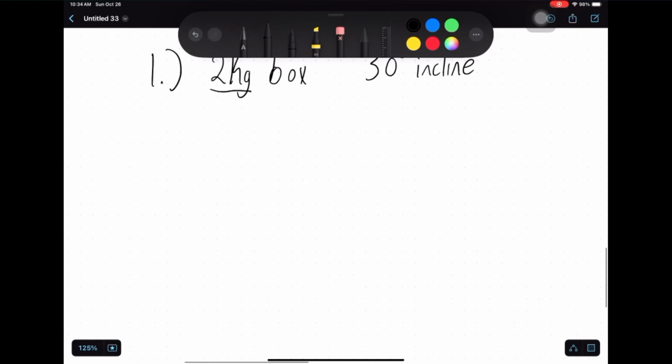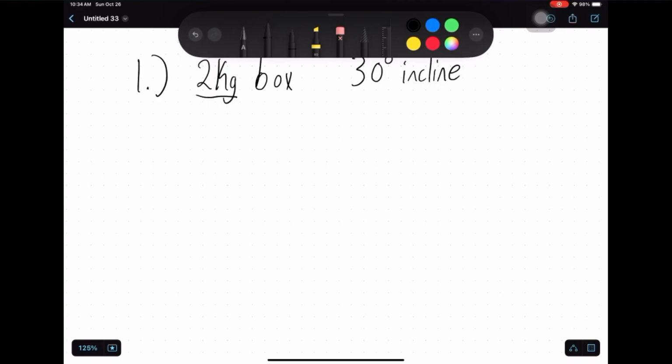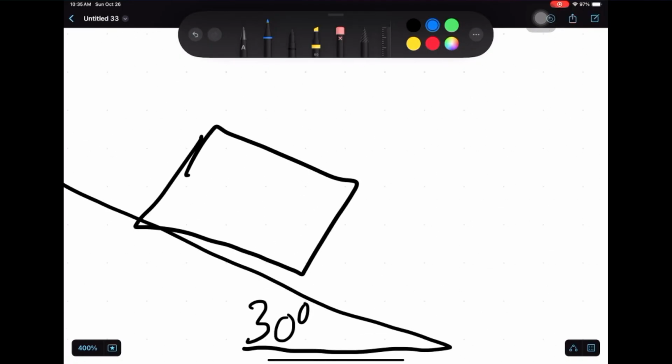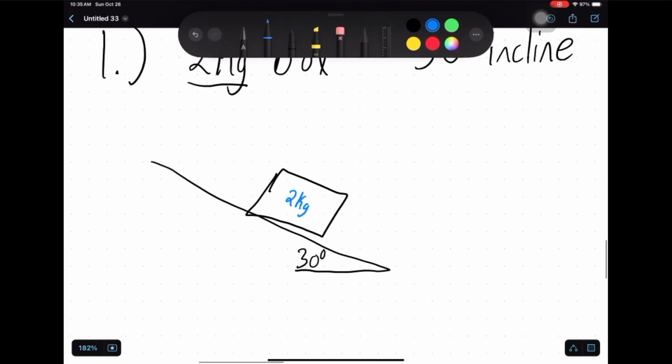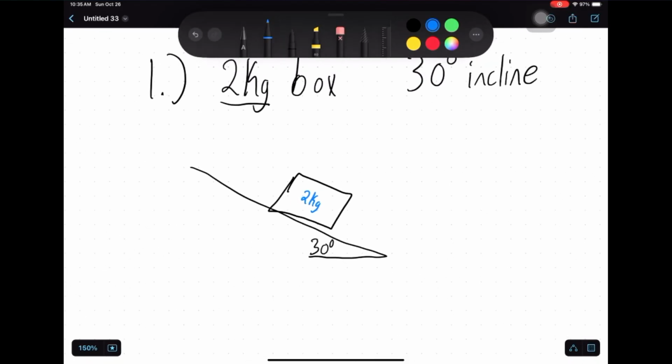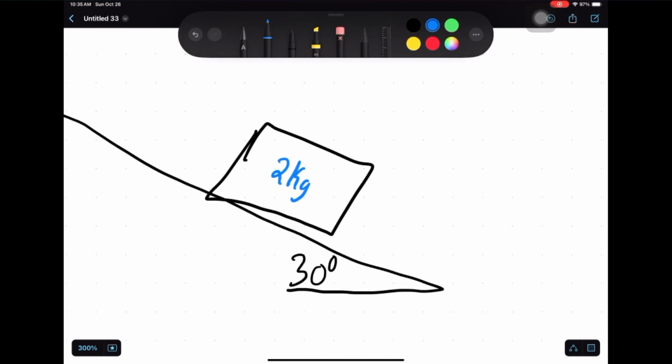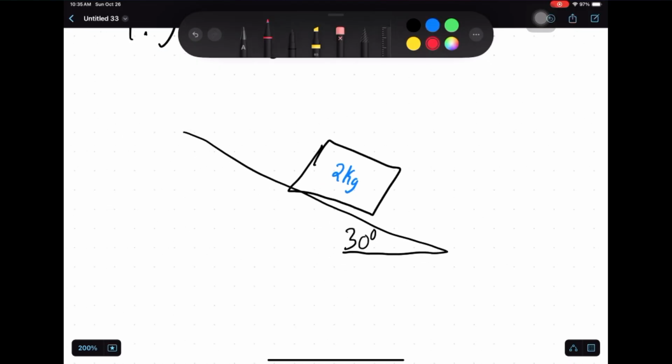Ready? Okay, so first thing, we're going to draw out the scenario. First, I'm going to draw my lovely 30-degree incline. It's 30 degrees. Next, I'm going to draw my box. Ignore how bad the box is. Now, inside this box, I'm just going to go ahead and write down that it is 2 kilograms so we don't forget it. Okay, so in here, we're going to have to do everything else.